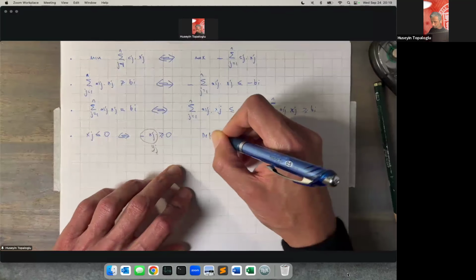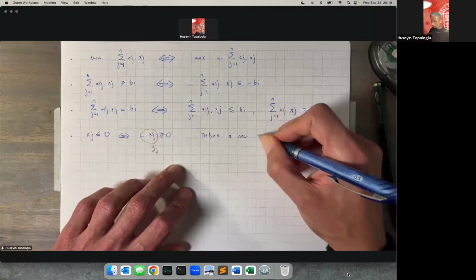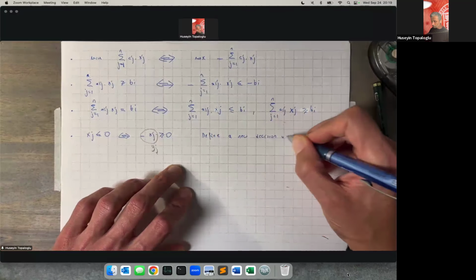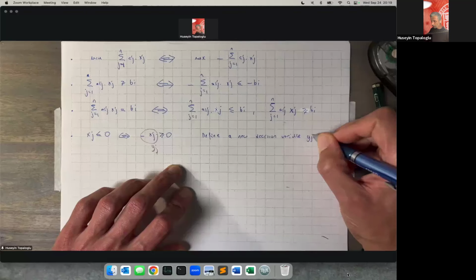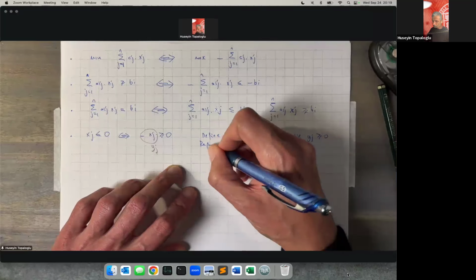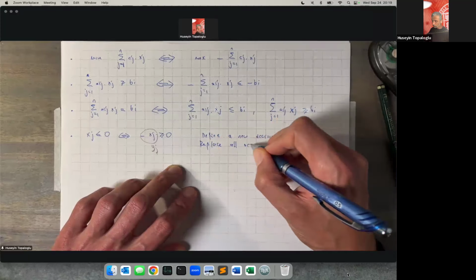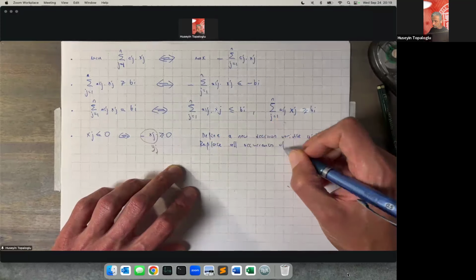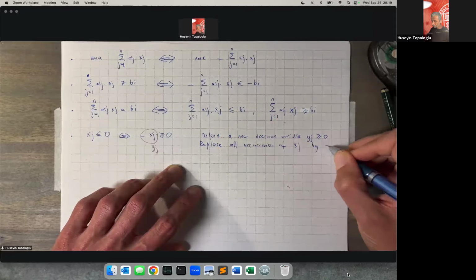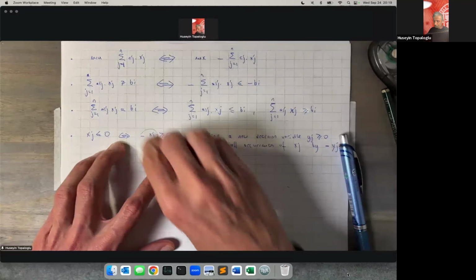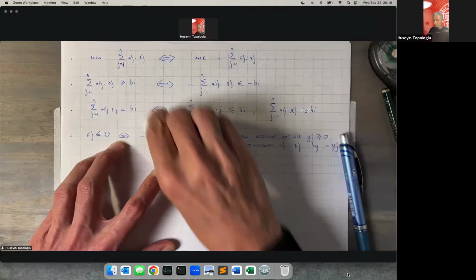So let's say we define a new decision variable yj greater than or equal to 0, and replace all occurrences of xj by minus yj. The idea is if xj is restricted to be less than or equal to 0, then minus xj is going to be greater than or equal to 0. So now we could define a new decision variable yj, which is the interpretation of minus xj. In that case, yj is going to be greater than or equal to 0, and we replace all occurrences of xj by minus yj.